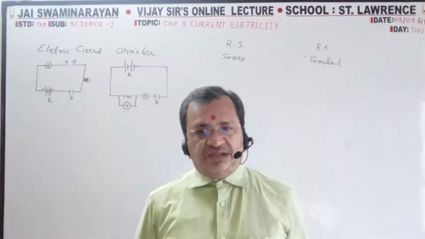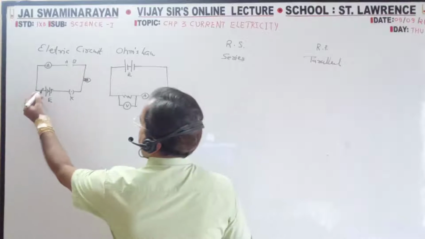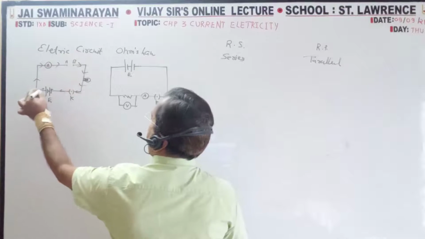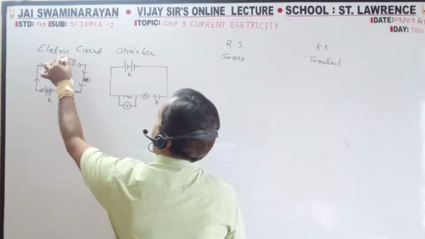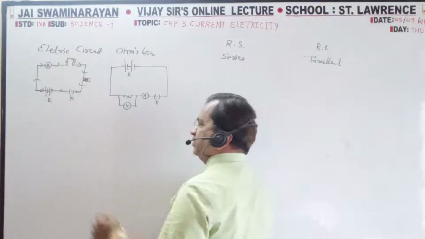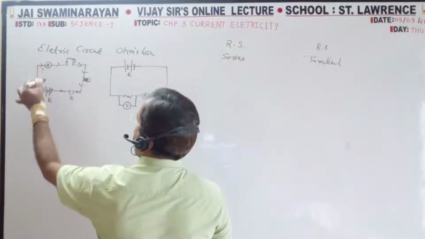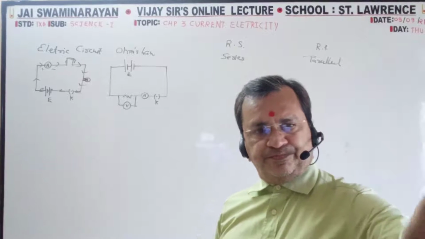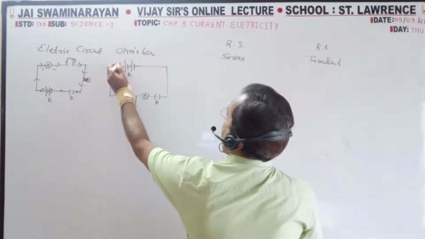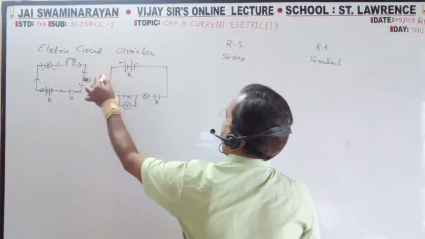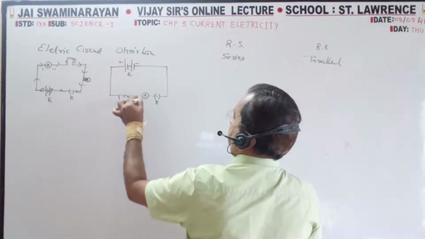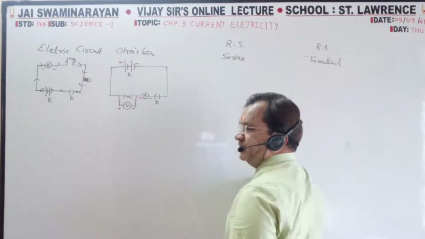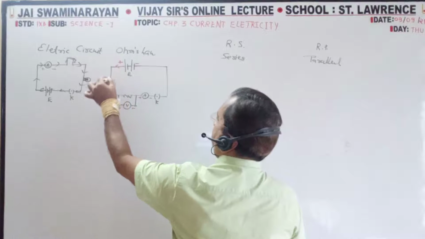Next, see, this is plus. So from plus, here when you apply some substance, this is the rule. Positive is positive, negative is negative. Big line is always positive, small line is always negative. So positive, positive, positive, negative, negative, negative. Now current always flows from positive to negative.